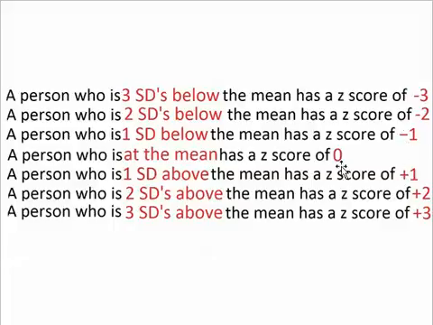For example, a person with a z-score of +2 is further above the mean than a person with a z-score of +1, and a person with a z-score of -2 is further below the mean than a person with a z-score of -1.